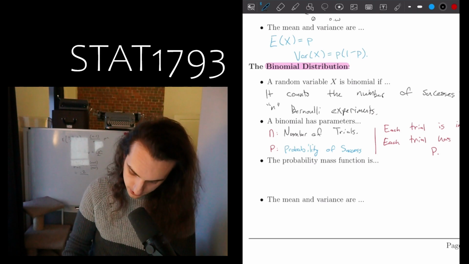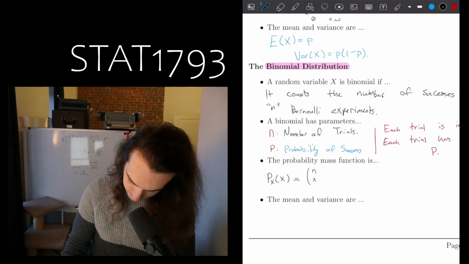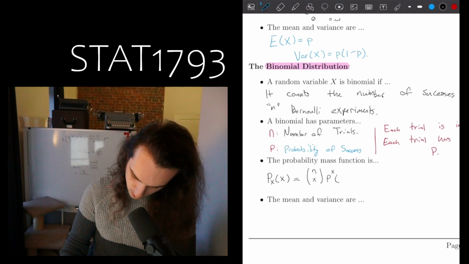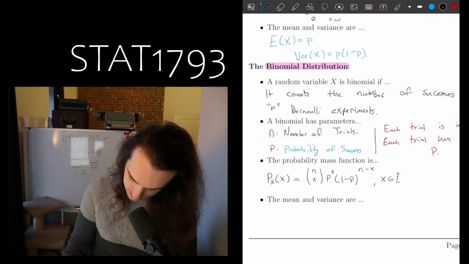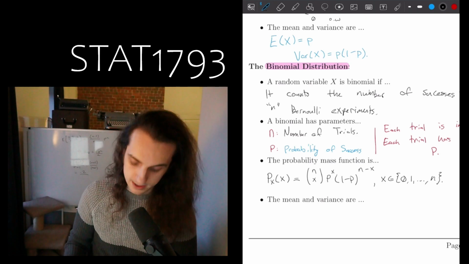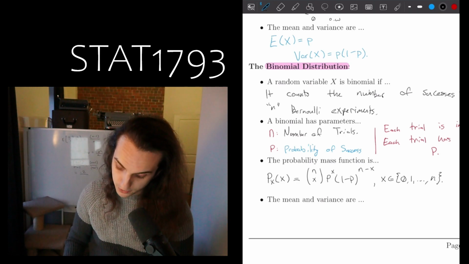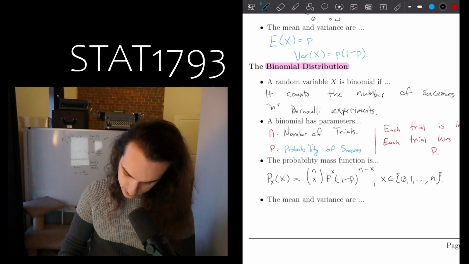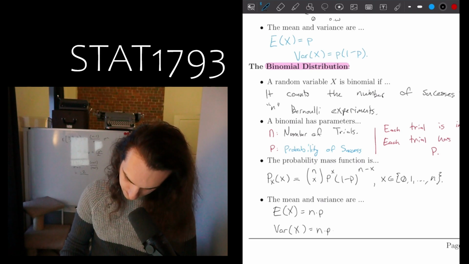If you know that a random variable is binomially distributed, then you're going to have a probability mass function that is given by n choose x, p to the power of x, 1 minus p to the power of n minus x. In this case, x is going to be from 0 all the way up to n. We need this combination out front, but then it looks a lot like the Bernoulli distribution there. And then we can also write down the expected value of x is going to be n times p, and the variance of x is going to be n times p times 1 minus p.